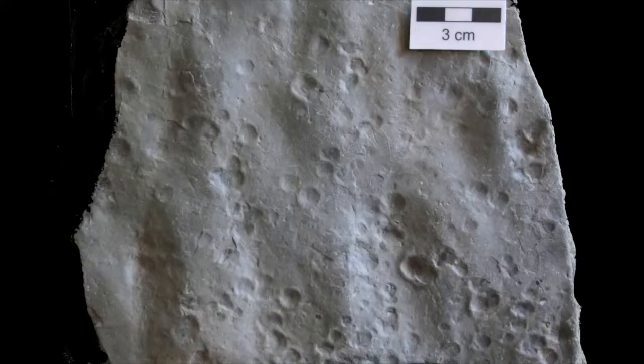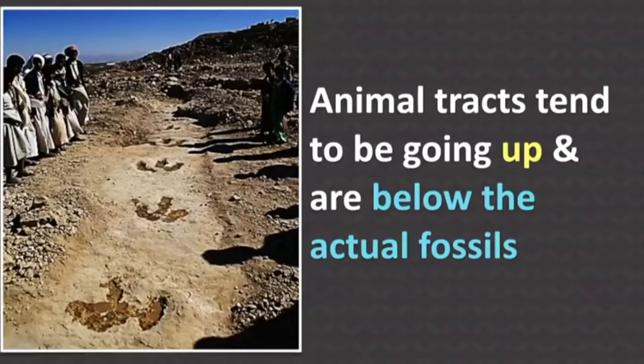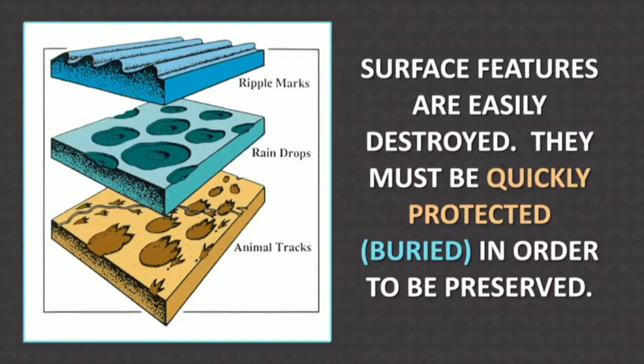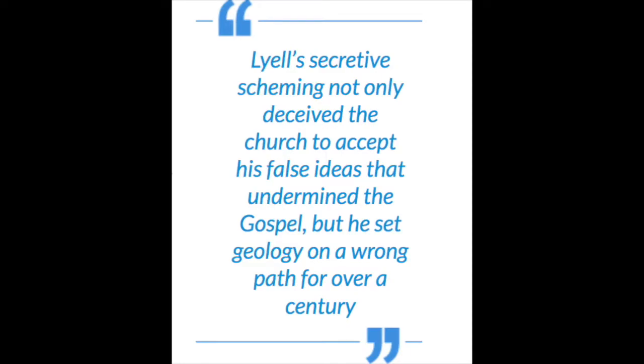We find fossilized raindrops, ripples from water, footprints going through geological layers of time that would be impossible if these layers were laid down over millions of years. All of this evidence proves Noah's flood, not million years of evolution. You see, Charles Lyell invented the geologic column, not because of the evidence, but because he had a clear agenda to do so. In his words, it was to free the science of Moses.